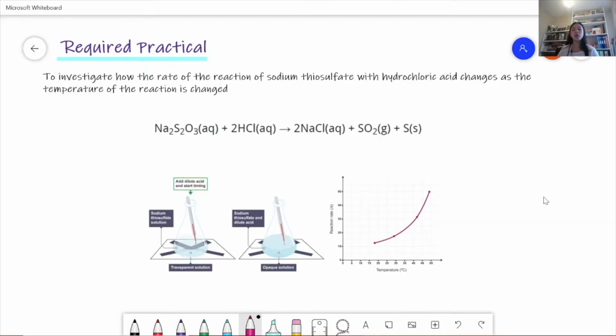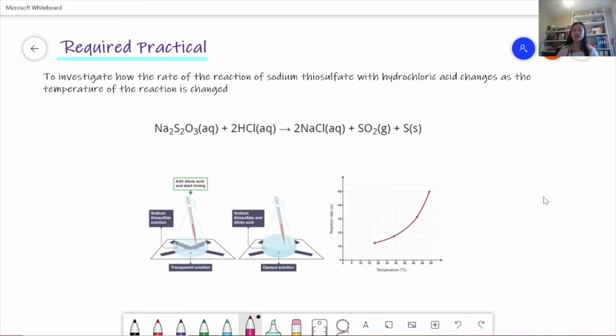So now we're going to talk about a required practical, and it's to investigate how the rate of the reaction of sodium thiosulfate with hydrochloric acid changes as the temperature of the reaction is changed. And so here we have the chemical equation, and what you can see is that sulfur is produced, and sulfur is a precipitate. So that means that the original colourless solution of the hydrochloric acid and sodium thiosulfate will not be colourless anymore because it'll have a precipitate, so it'll be kind of cloudy.